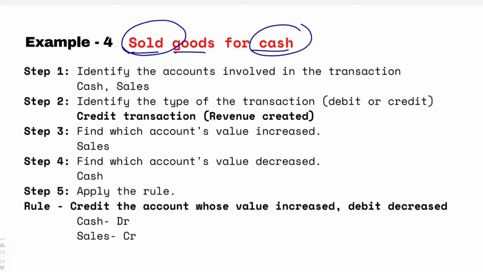So which account's value increased? My sales account's value increased, right? I did sales, so my sales increased. So naturally the opposite account's value should decrease. So what is the rule for credit transaction? Whichever account is responsible for the credit transaction, if its value is increasing, I'll credit it. The other one naturally becomes debited. So sales credited, cash debited.